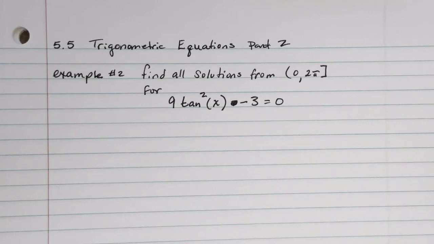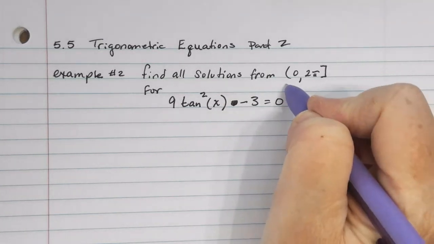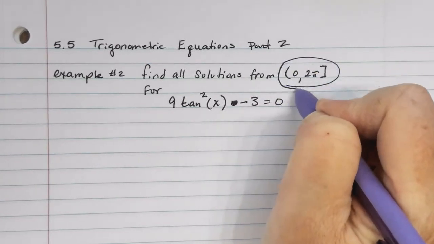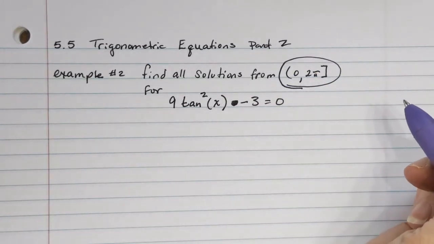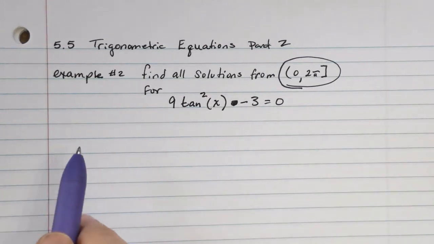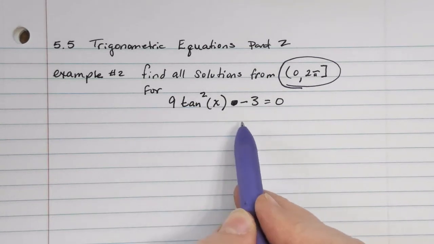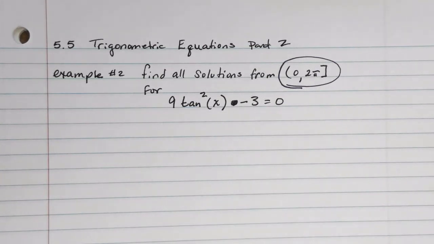Okay, this is part 2, another help example for section 5.5, trigonometric equations. And this time we're finding all the solutions, but in a particular range, from 0 to 2 pi. So that's why it's going to be a little bit different. You only have to look for the solutions that are in that range. For the equation, 9 tangent squared x minus 3 equals 0.